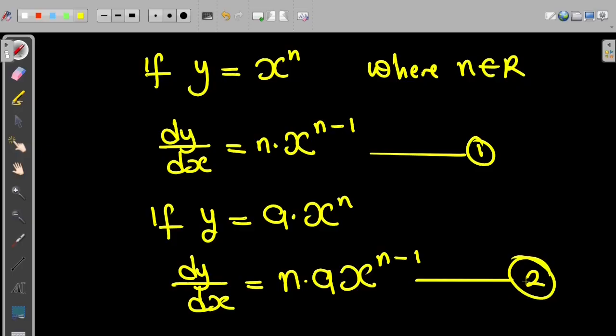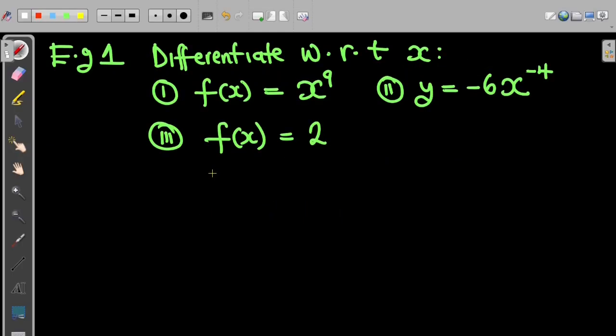Now let us consider an example where we can apply the power rule. Differentiate with respect to x: (i) f of x equals x to the power of 9, (ii) y equal to negative 6 multiplied by x to the power of negative 4, and (iii) f of x equal to 2.